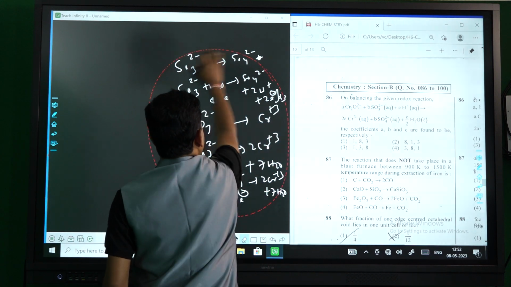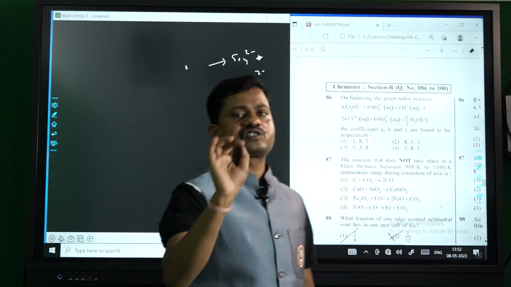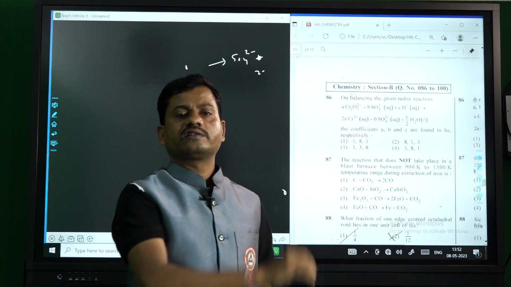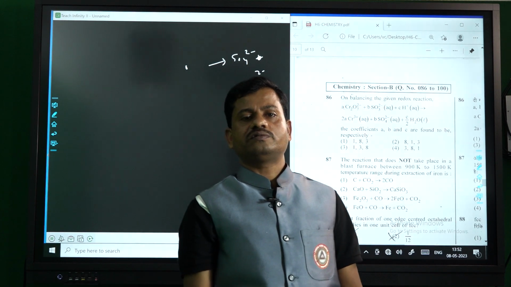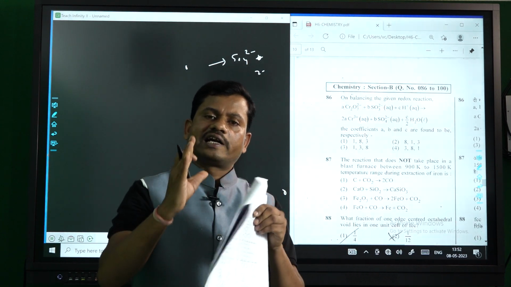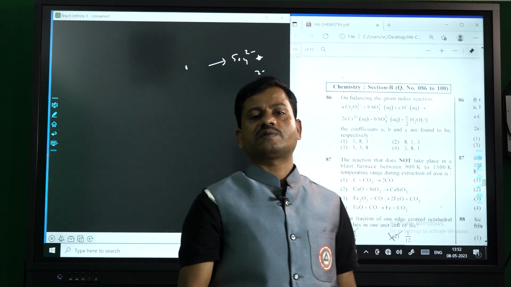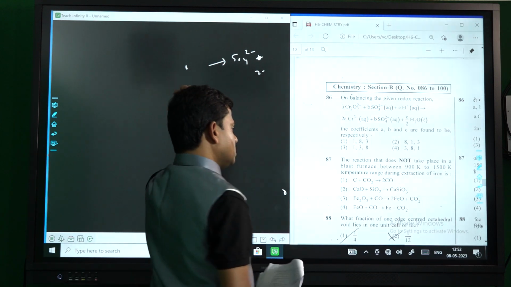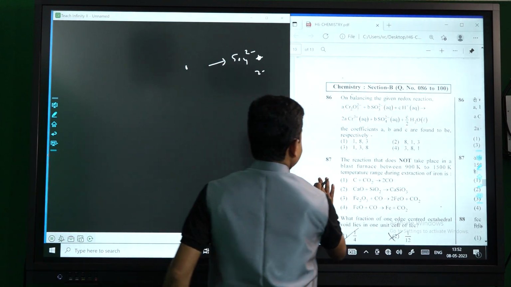So dear students, you don't need to balance the redox reaction completely, according to the situation of a question. You will get your answer from partial balancing. So now come to question number 87.